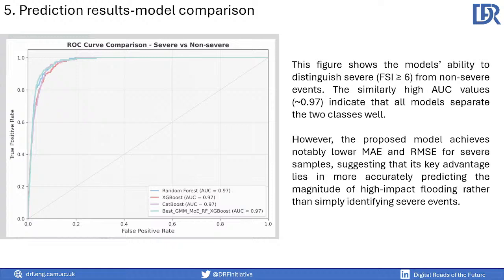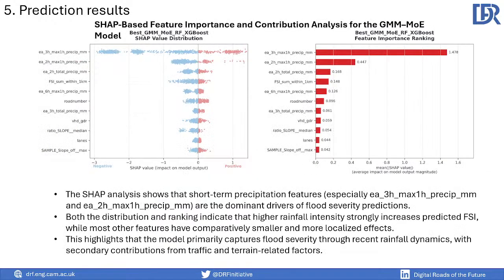In this figure, we treated the problem as binary prediction, which means we just predict whether this flood event would be severe or non-severe. And the red line still shows that our model is the best one.